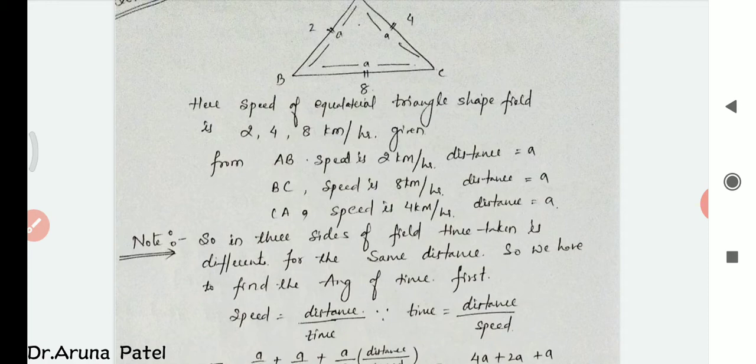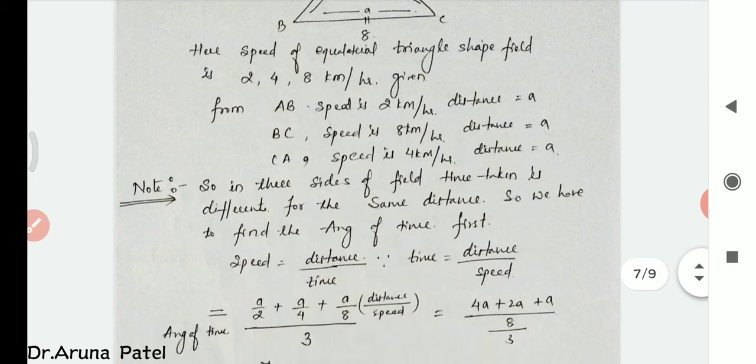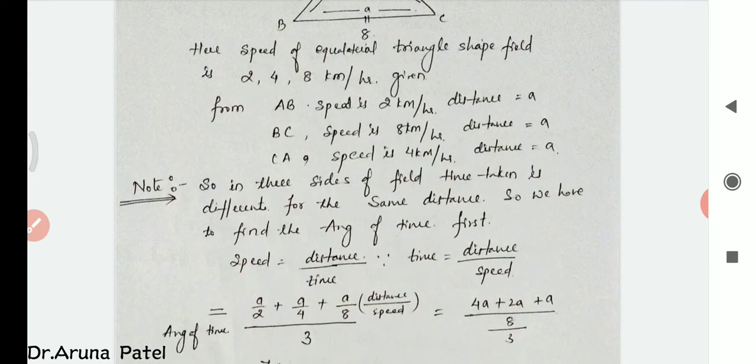So here AB speed is 2 kilometer per hour and distance is A. Similarly, BC speed is 8 kilometer per hour and distance is A. CA is 4 kilometer per hour and distance is A. The important thing to note here is that on the three sides of the field, the time taken is different for the same distance. So we have to find the average of the time first, because to take the average speed we have to match all the parameters, time and distance. So distance is exactly A, but time is not fixed. This is the speed, so we have to find the time.